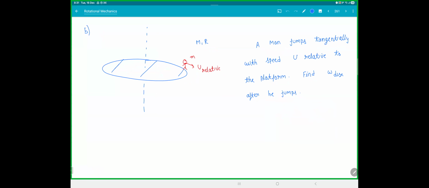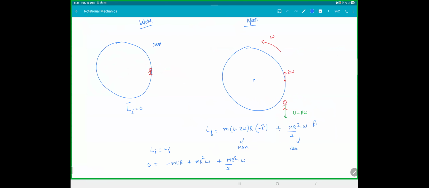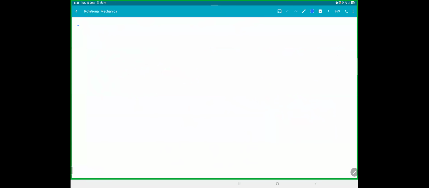Last class we started with the conservation of angular momentum, and this was the last thing that we did: man jumping from the platform, bullet getting stuck to the platform. This is a standard model. Let's see one more like this.